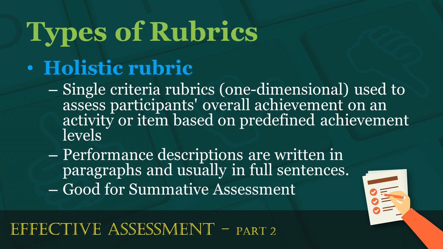There are two types of rubrics, holistic rubrics and analytic rubrics. A holistic rubric is a single criterion, one-dimensional rubric, used to assess participants' overall achievement on an activity or item based on predefined achievement levels. Performance descriptions are written in paragraphs and usually in full sentences. It works well for summative assessment.